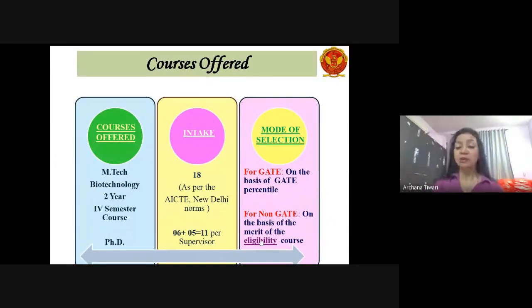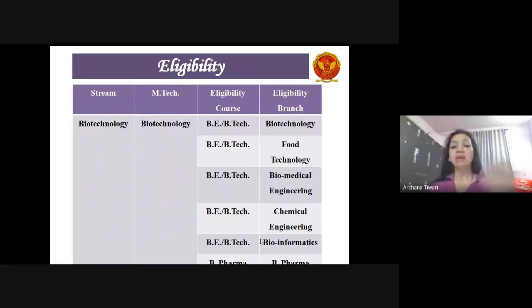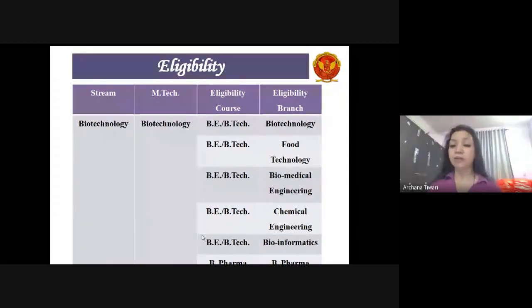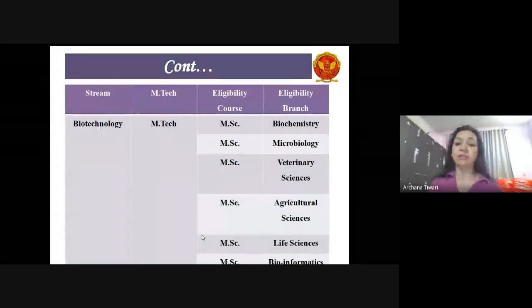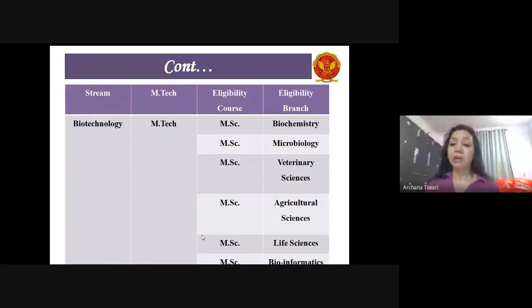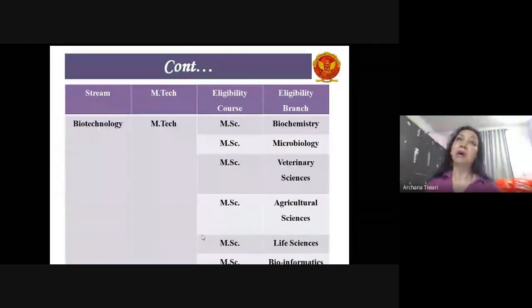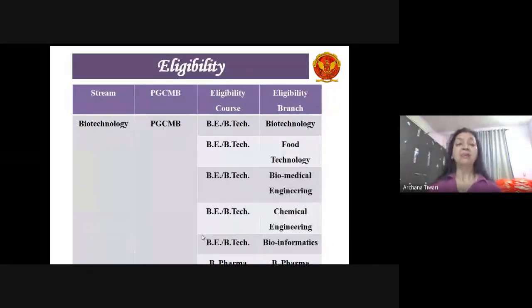What is the eligibility for this course? These are the eligibilities for the MTech Biotechnology course: either BTech Biotechnology or food technology or biomedical engineering, chemical engineering, bioinformatics, B Pharma, or MSc in any of the disciplines of biochemistry, microbiology, veterinary sciences, agricultural sciences, all branches of life sciences, bioinformatics. These are the eligibilities of MTech Biotechnology.